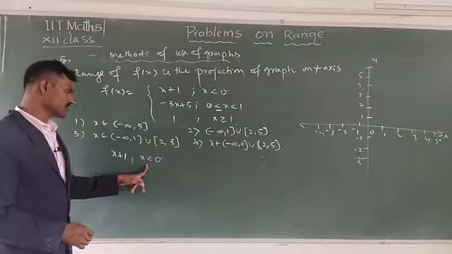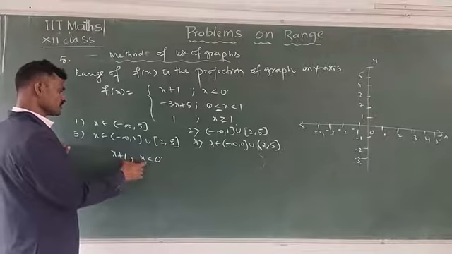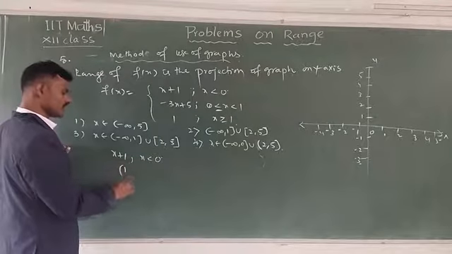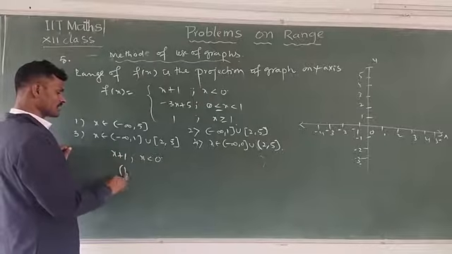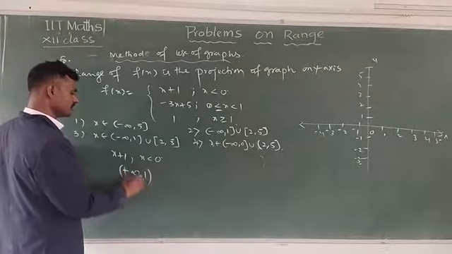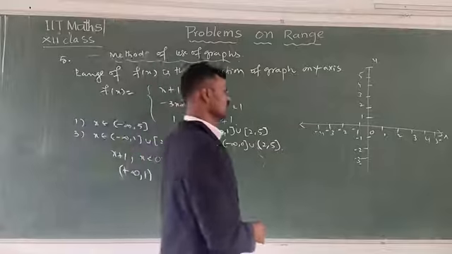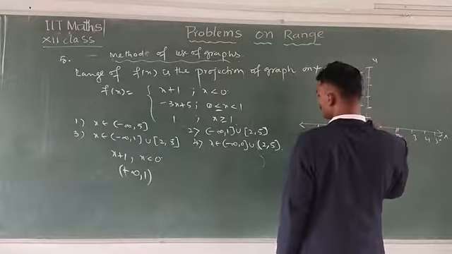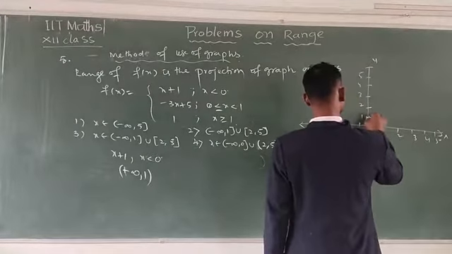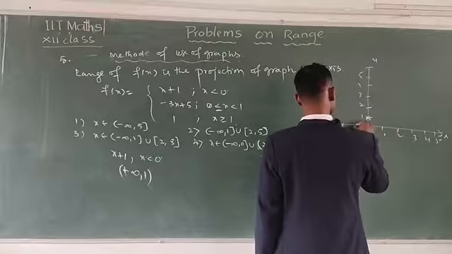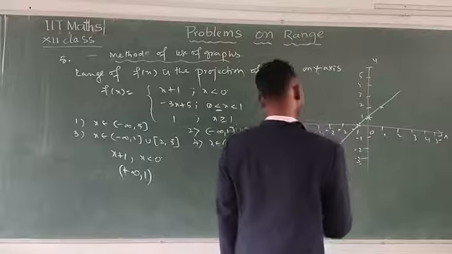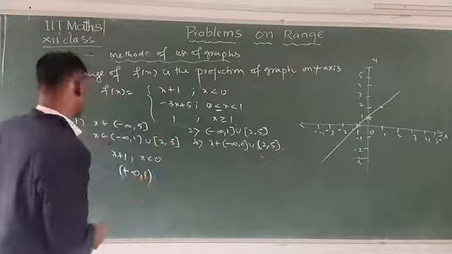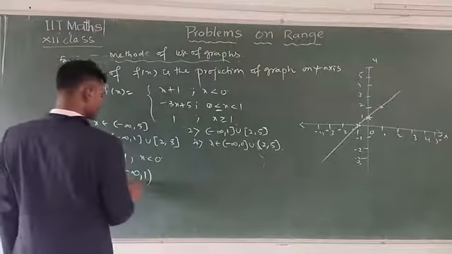Now see here, first one is x plus 1 and x is less than 0. X less than 0 means here this is 1, open interval, and the remaining, since x is less than 0, means minus infinity to 1. Okay, now see here, x is 0 means this is 1. X is minus 1 means this is 0. X is equal to 1 means this is 2. Now you have to draw this as a straight line.